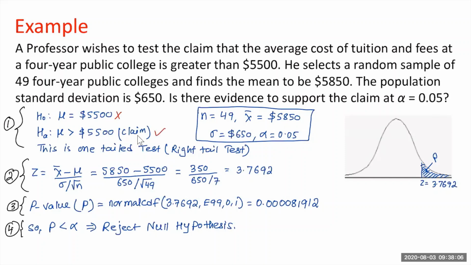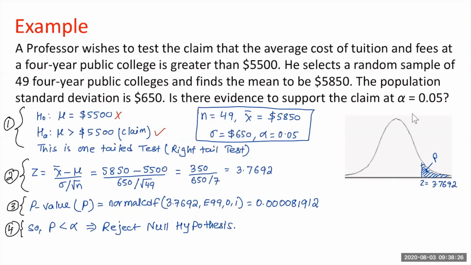So once we reject this, we are taking the second one. We are supporting the claim. We are rejecting the null hypothesis. Meaning of that is we are taking the alternative hypothesis. We are going with the alternative hypothesis. The alternative hypothesis has the claim. That means we support the claim.